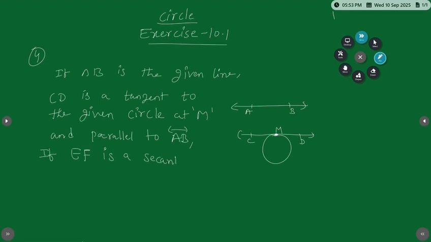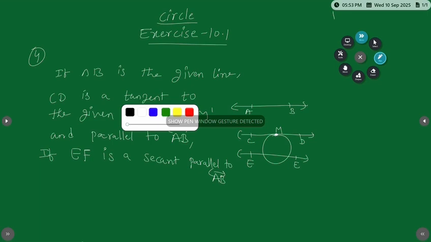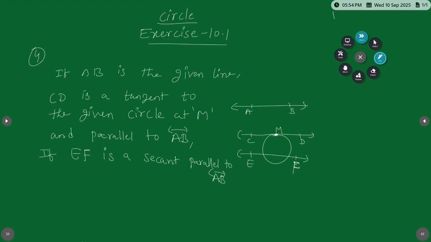If EF is a secant of the circle, EF is a secant parallel to the given line AB. That means this EF line, the secant line, is parallel to AB and the tangent. Okay.